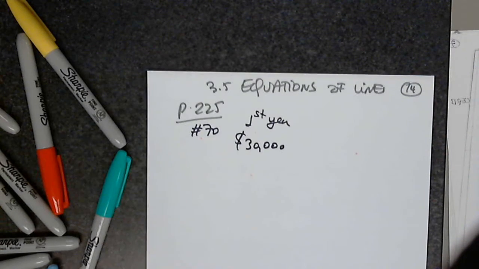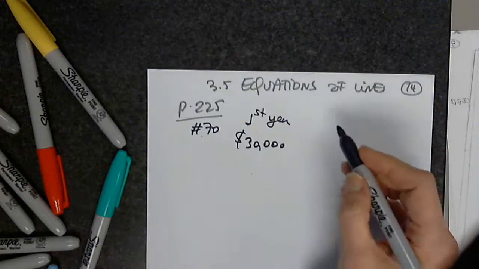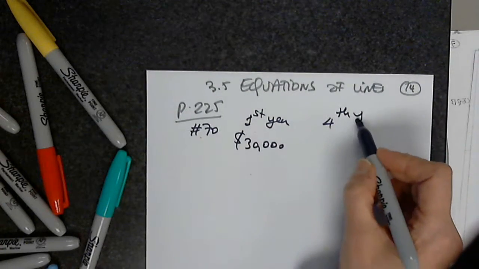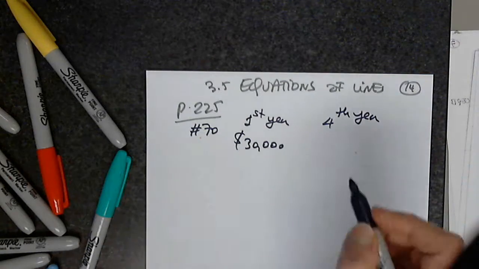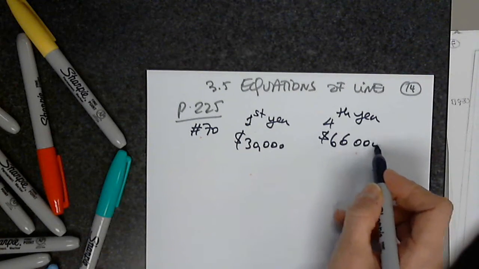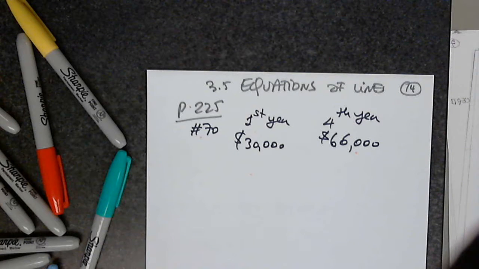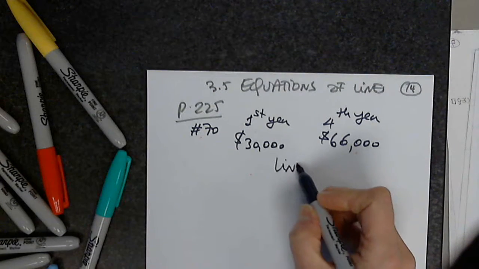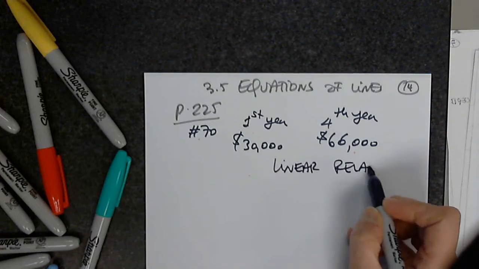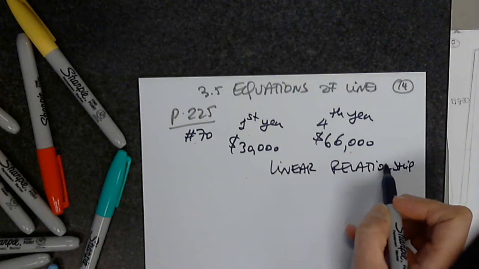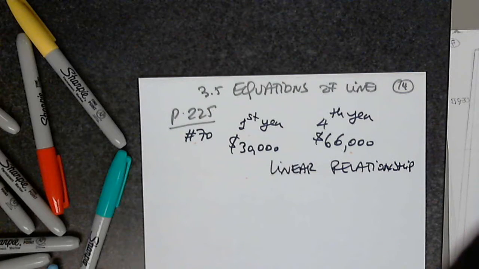I'm taking notes right now. At the end of the fourth year, profits were $66,000. Assume that the relationship between years on the market and the profit is linear. This is a very important piece of information. Linear relationship. Okay, write an equation describing this relationship.